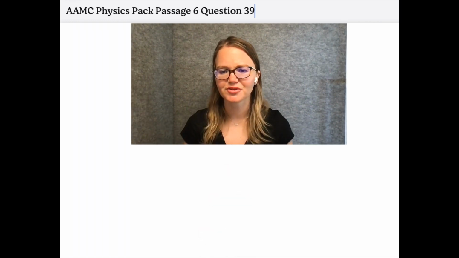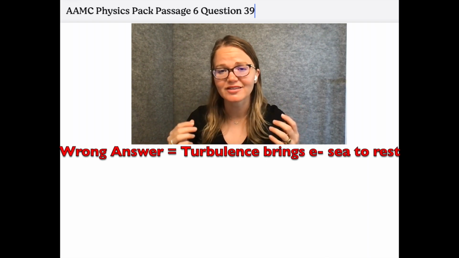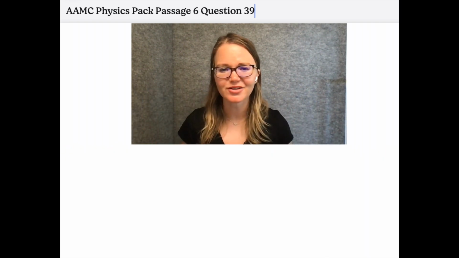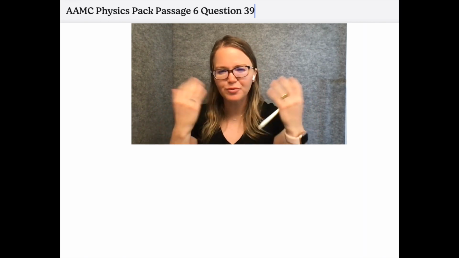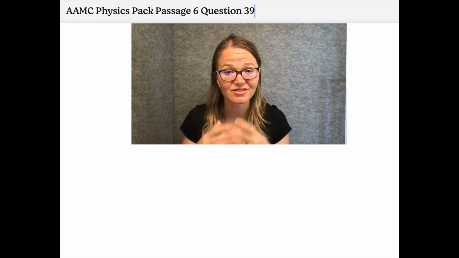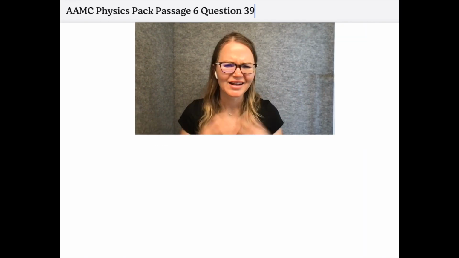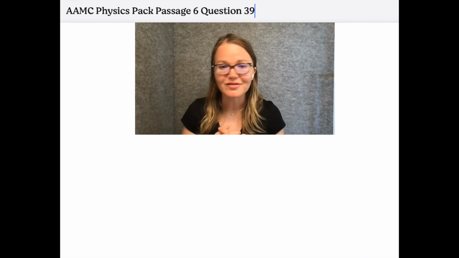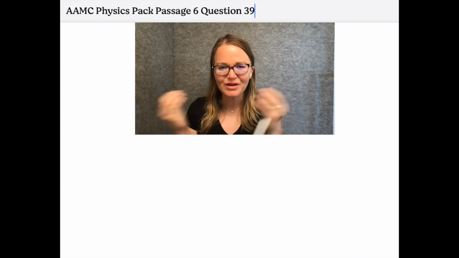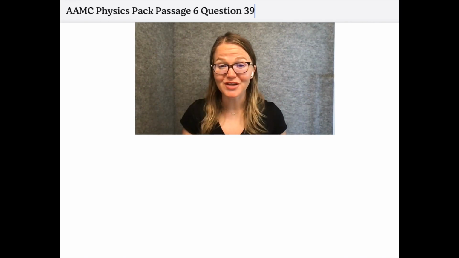And then the last answer choice, turbulence brings the electron sea to rest. That's just one of those classic answer choices that's beyond the scope of the MCAT. You don't really need to know anything about turbulence for the MCAT. If you did need to know something, it would be told to you in the passage. And in this case, there's nothing about turbulence in the passage, so I wouldn't even worry about that answer choice. It also doesn't make a lot of sense, right? Turbulence, like the kind you experience even when you're on a plane, doesn't bring things to rest. That sort of shakes things up. So D would be the first answer choice I would have crossed off.